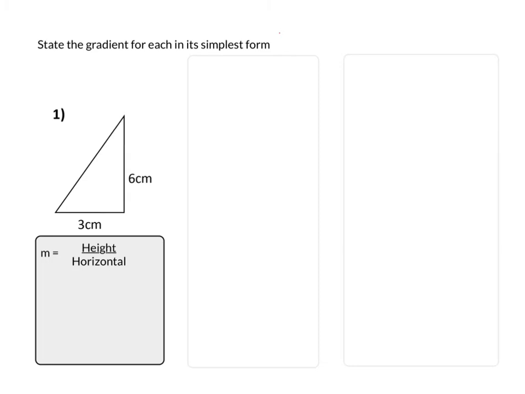For the next few examples, I'm going to show you what this looks like in maths class. Here we have a triangle. It has a height of 6 centimetres and a horizontal length of 3 centimetres. So we say that our gradient, remember that this line here means divide. Can I do 6 divided by 3? I can. 6 divided by 3 makes 2. So the gradient for that slope is 2.